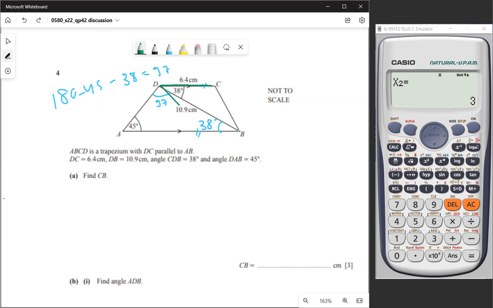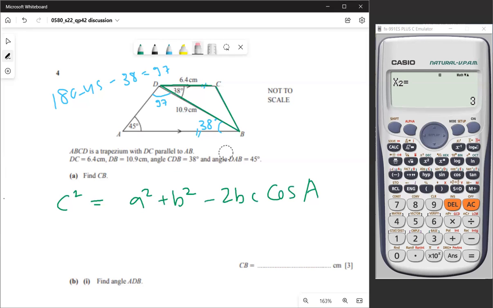Try to find the length. So a square is equal to b square plus c square minus 2bc cos a. Right. It's better if you write c square is equal to the same thing, a square plus b square minus 2ab cos c. Not cos a, it has to be c. And it can't be 2bc, it has to be 2ab.